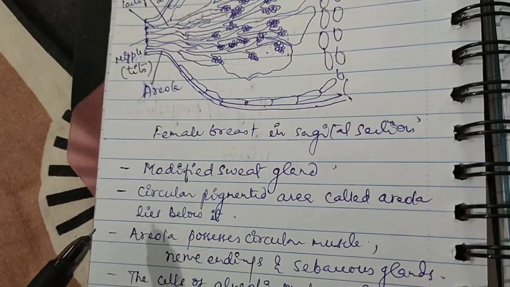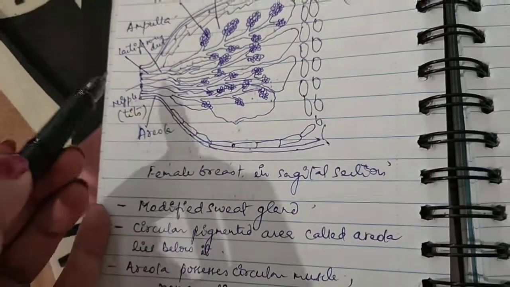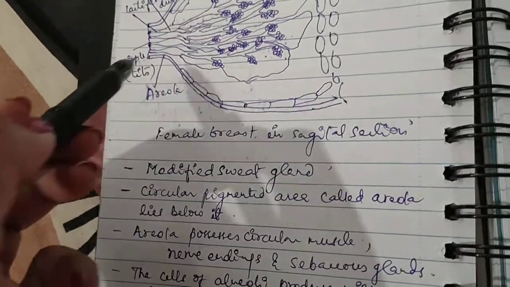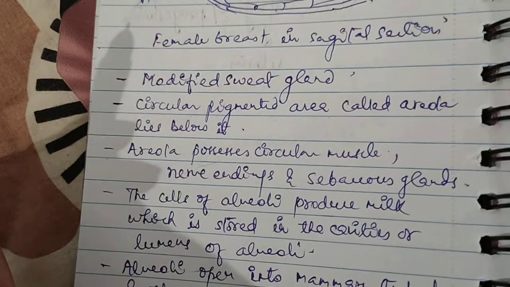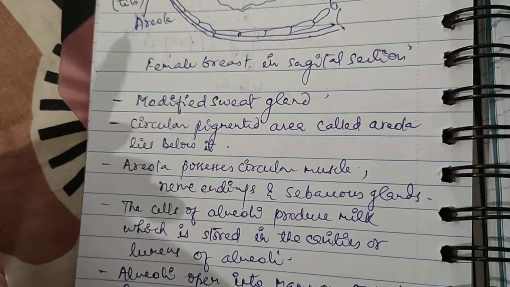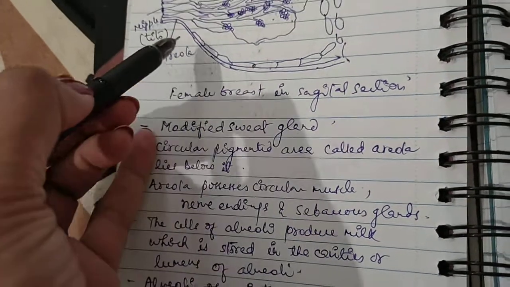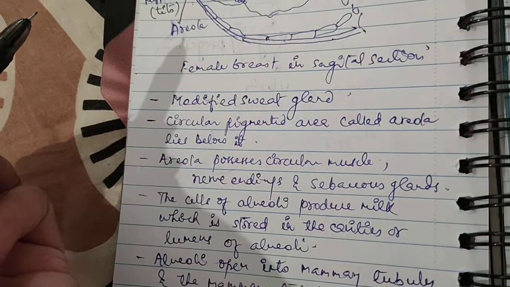the circular pigmented area called areola lies below it. Areola, this structure, is a pigmented area actually, and areola possesses circular muscles, nerve endings and sebaceous glands. This portion possesses circular muscles, nerve endings and sebaceous glands.